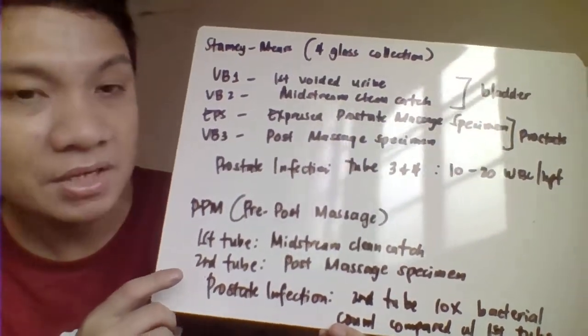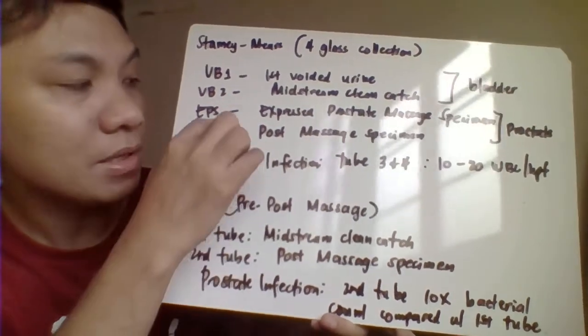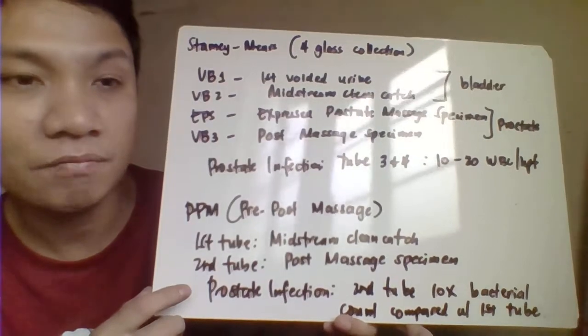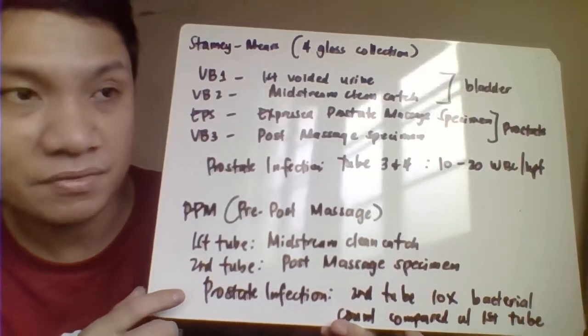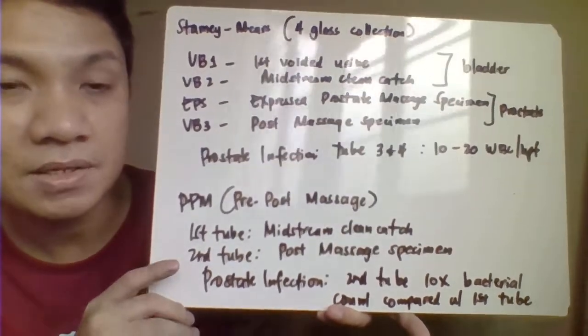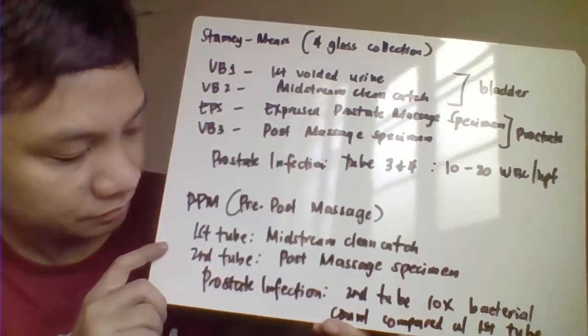So prostate infection is established if your tube number 3 and tube number 4 have a WBC count of 10 to 20 per HPF. So that's high pus cells, or madaming nana. It will signify that the patient has a prostate infection.